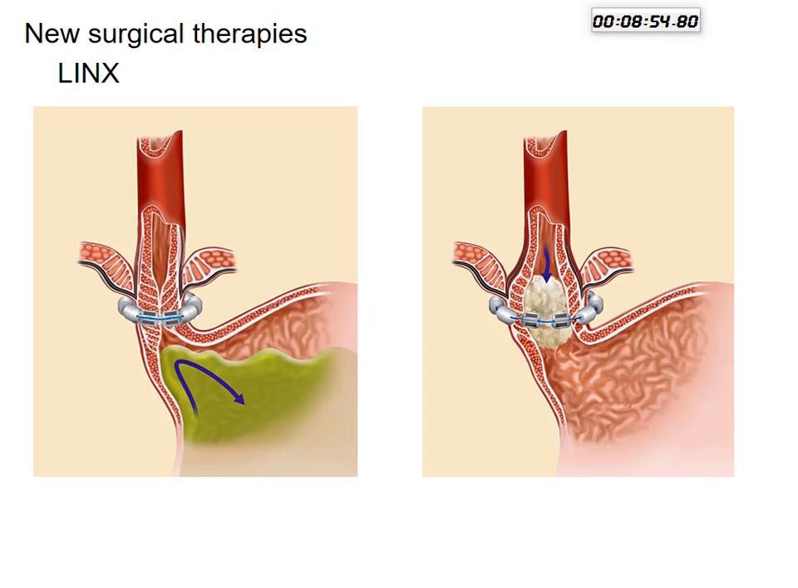Last couple of things. So new surgical therapies. LINX is not a particularly new surgical therapy, but this is a very nice device which is implanted laparoscopically, where there are a series of magnetic beads in a ring which is passed around the outside of the esophagus, around the lower esophageal sphincter, which can expand when food passes but then contract afterwards and prevents reflux from happening.